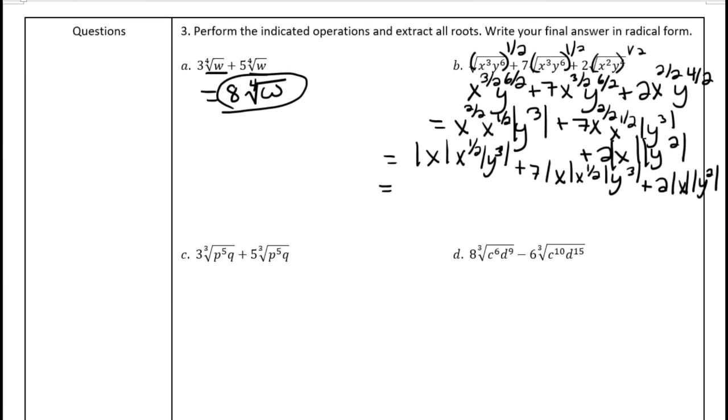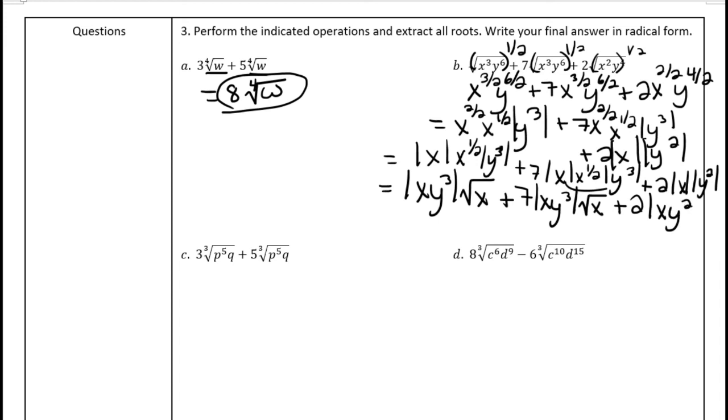Okay, and then of course I forgot to convert back to radical form. I will do that. So I'm going to convert this to radical form, and then I'm going to combine the absolute values. So I got x, y to the 3rd, x to the 1/2 is square root. All right, so now I'm going to combine these two as well, and then I got the 7 there. So 7 absolute value x, y to the 3rd, and then x to the 1/2 is square root. Okay, now here there's nothing we can do except combine them under one absolute value.